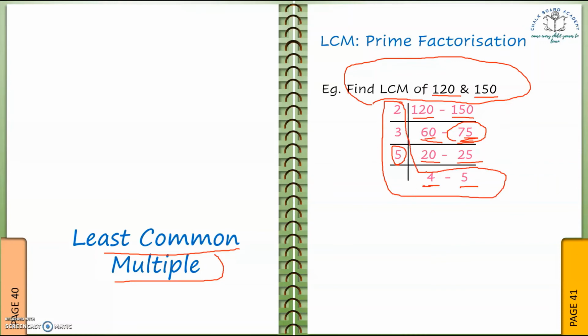Now we will have all the numbers which were common. These three numbers were common in these two numbers, and they are used only once, and the rest of the numbers were already unique in these two numbers, so they are also used once. So now this is actually the LCM. We can write that LCM is equal to 2 into 3 into 5 into 4 into 5. By multiplying, we got the answer as 600.